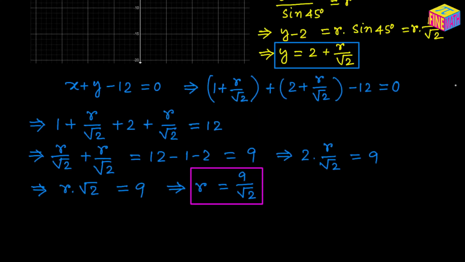So this is a very handy tool to solve this kind of problem, and this particular form of the equation of straight line is called the parametric form, or the distance form, or even sometimes it is called the symmetric form of the equation of straight line.